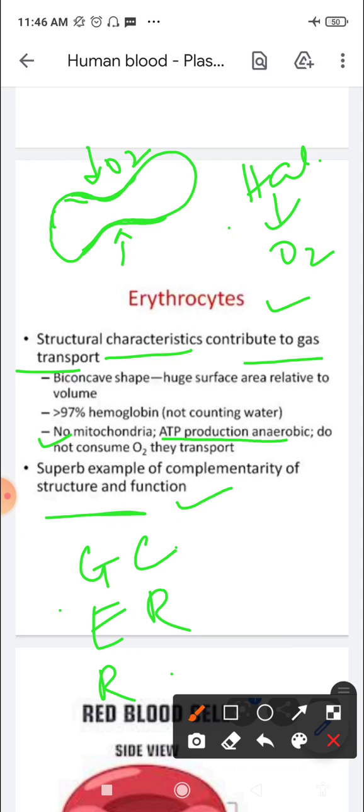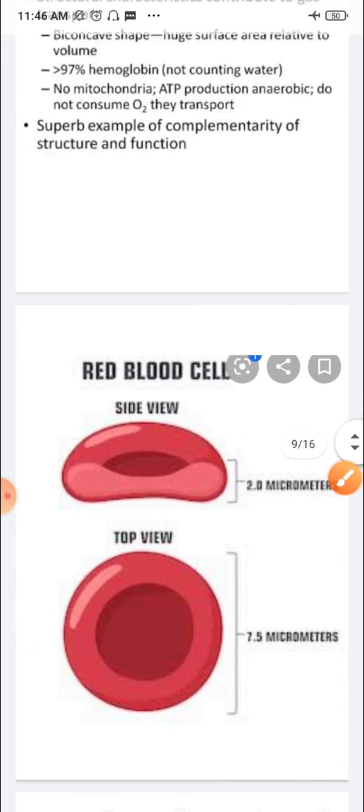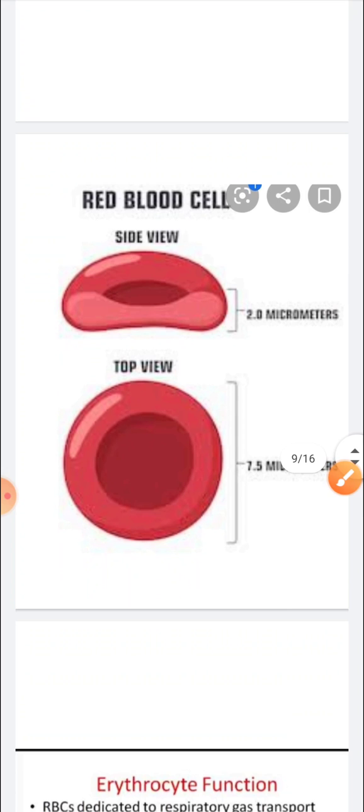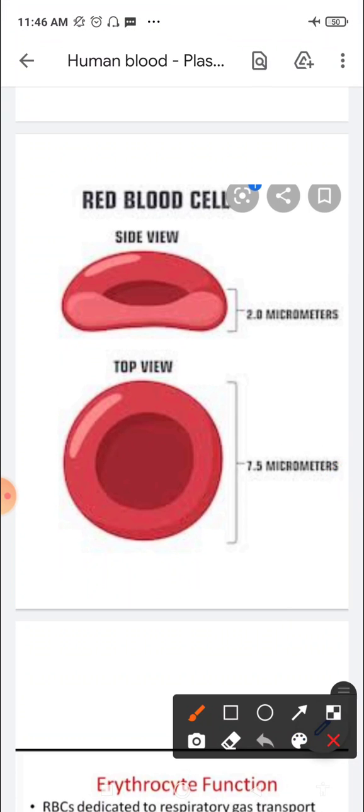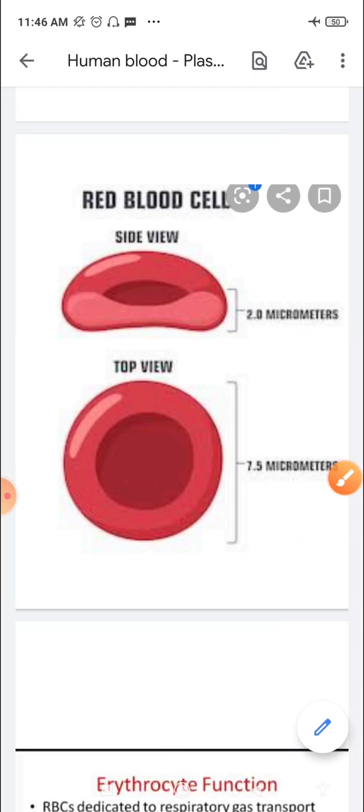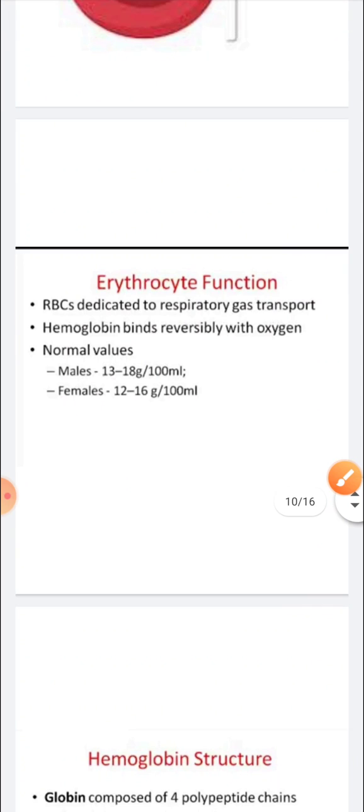So it increases its biconcavity, increases the surface area so much that it can carry around 97% of hemoglobin, right? So if you look at the structure of the RBC, this is the side view, which is around 2 micrometers, and the top view, which is around 7.5 micrometers, right? So that's the cell structure.